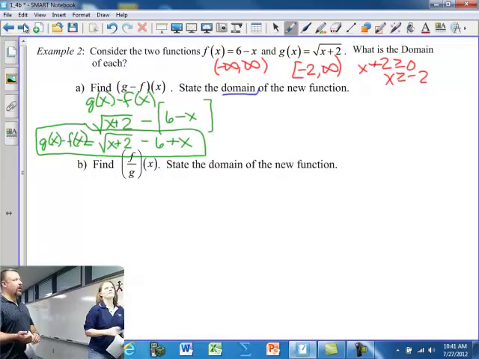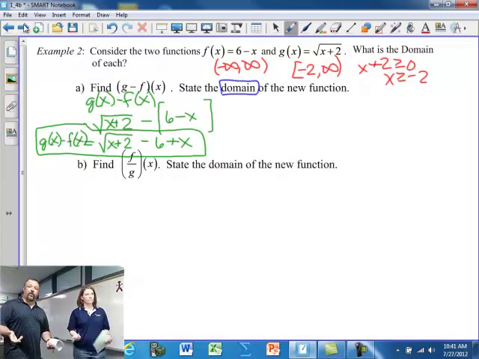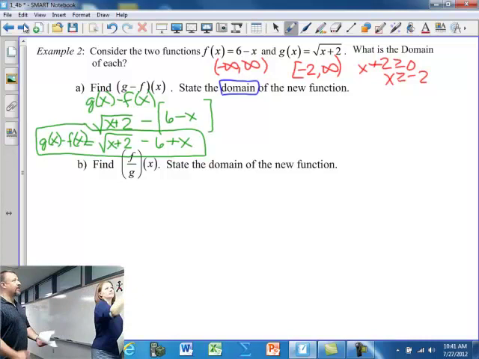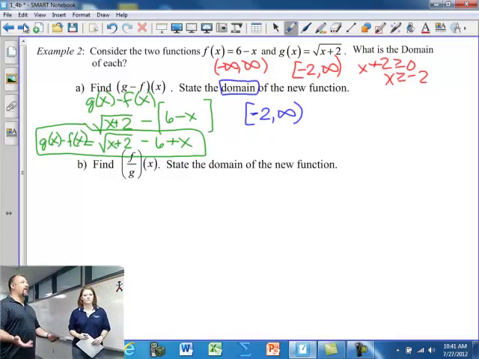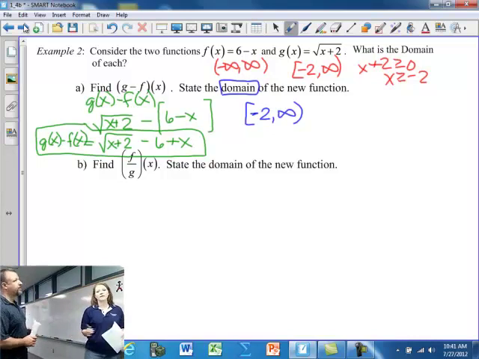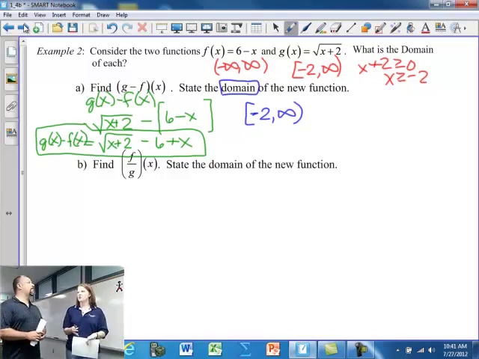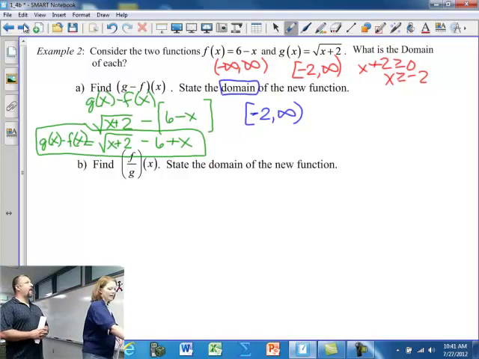How about the domain of our new function? Again, we go back to our 3 rules. There are no logarithms, there's no division, but there is a square root, and inside the square root cannot be negative. So once again, x plus 2 has to be greater than or equal to 0, which means the domain is negative 2 to infinity, including negative 2. It's the same as the g of x domain. Even though f of x was all real numbers, g of x restricted us a little bit.